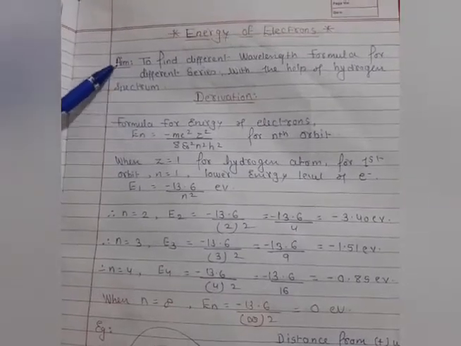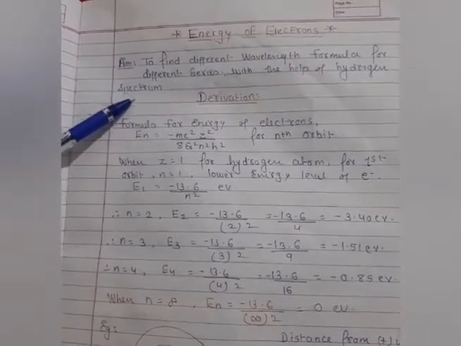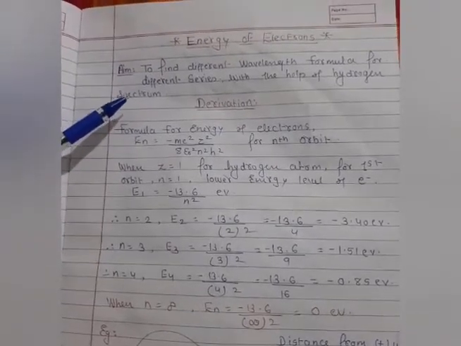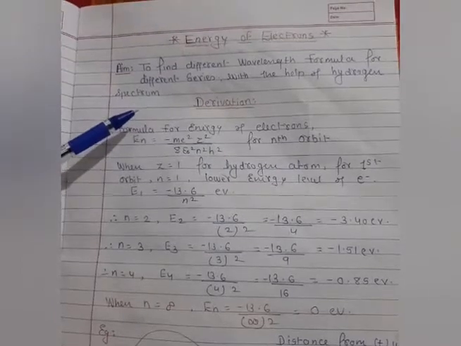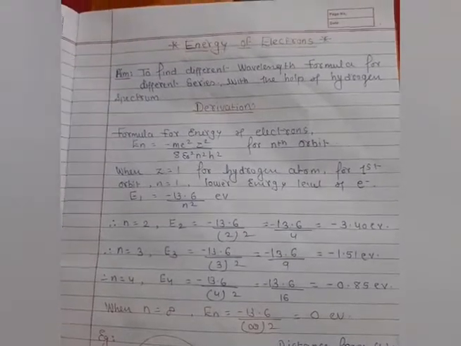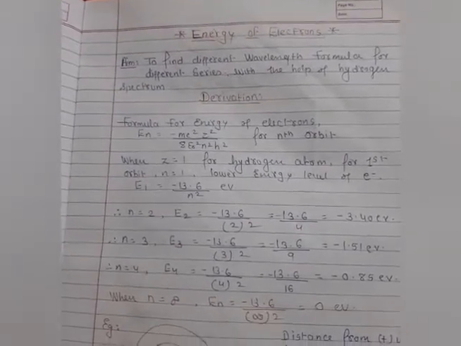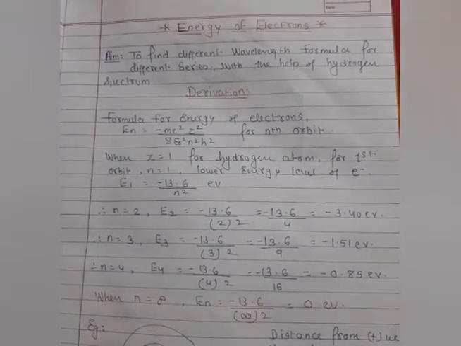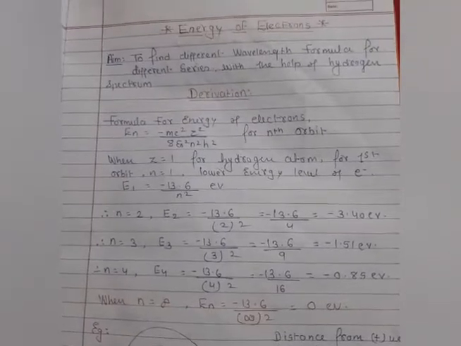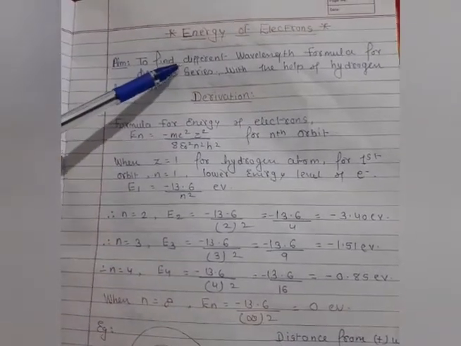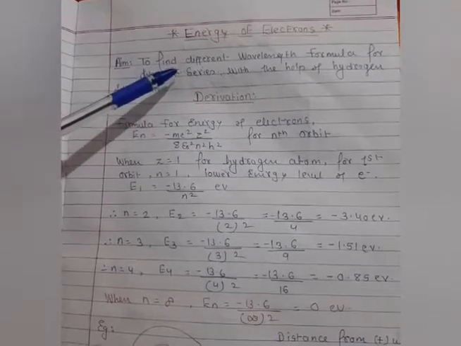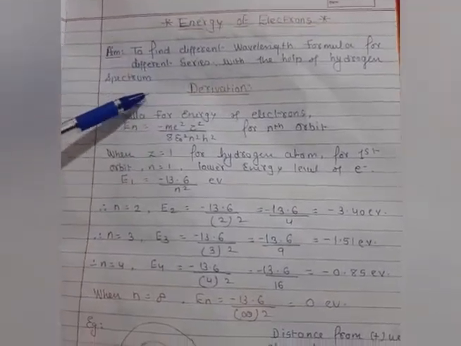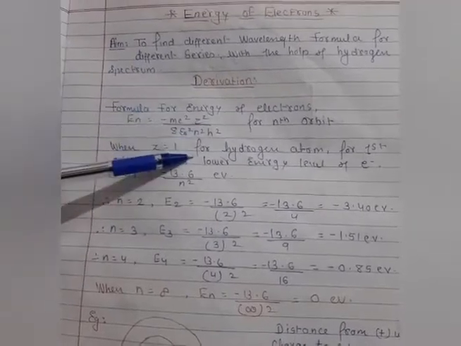And students, before I start this derivation, you can follow the previous videos related to the wavelength of the hydrogen spectrums, because there we get the formula 1 divided by lambda directly, and I have already explained that formula there. I will explain it in the next concept. So here we can find out how to find the wavelength of the different series with the help of this hydrogen spectrum. So let's move on to the derivation.